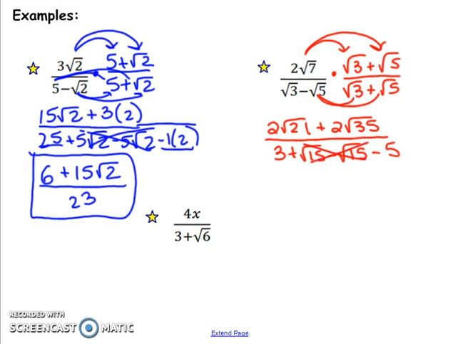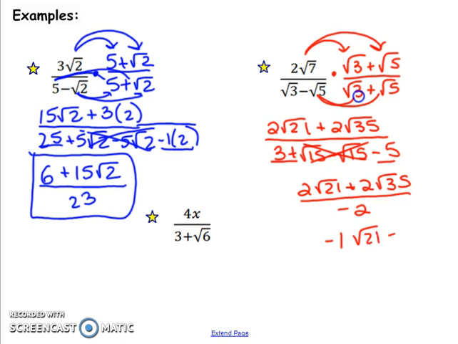We can't add the top because 21 and 35 are not the same. So we're just going to leave that as 2 radical 21 plus 2 radical 35. And in the bottom, we have 3 and negative 5, which is negative 2. And now we can divide everything by a negative sign. So we have negative 1 times radical 21 minus radical 35. So that would be our final simplified answer.